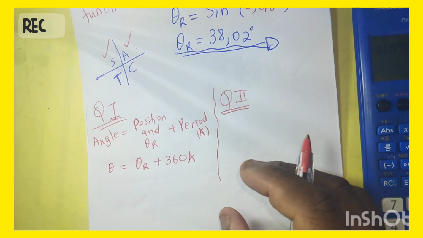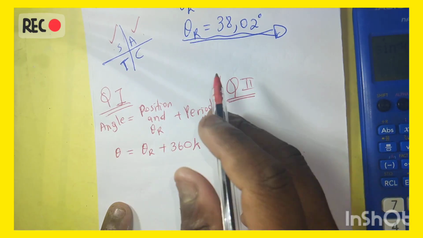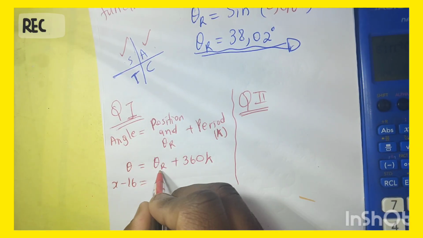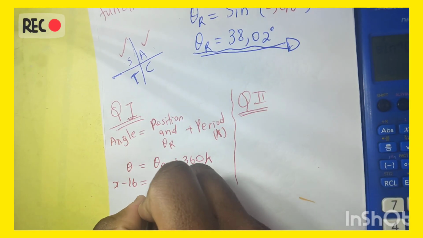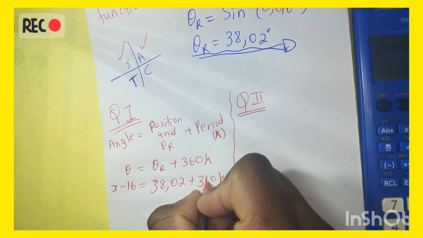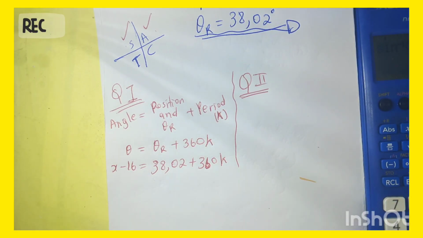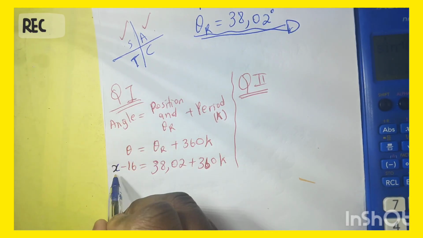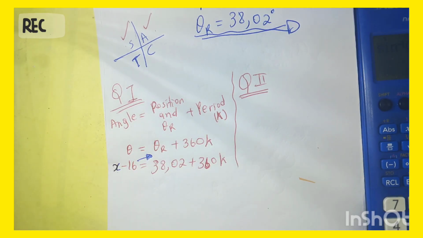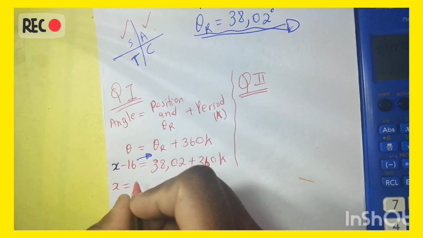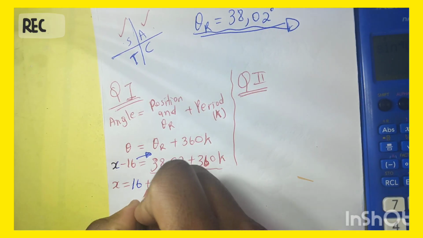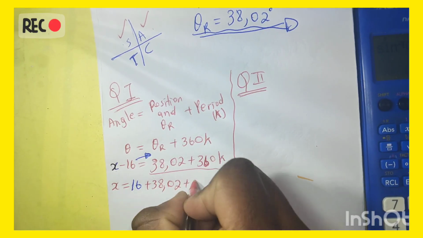And now I can just substitute here. Our angle, guys, we get it from the question, which is that one. That is the angle. But now our reference angle is the one that we just got there, which is 38,02 plus 360k. Now what I should do is make x alone to represent the equation by taking this thing to the other side. X will be alone, but this thing now will become positive. So all of this one now, I'll come and put it here.